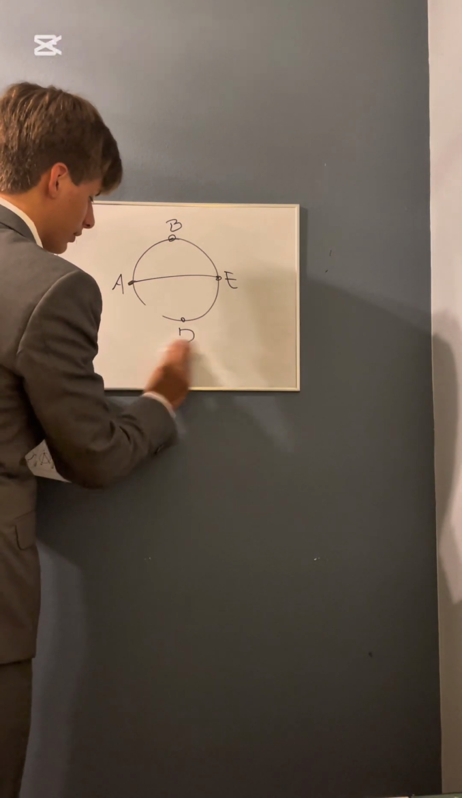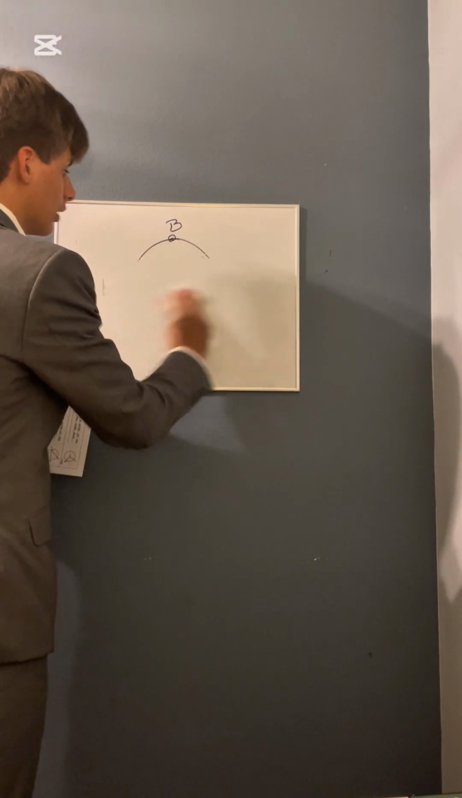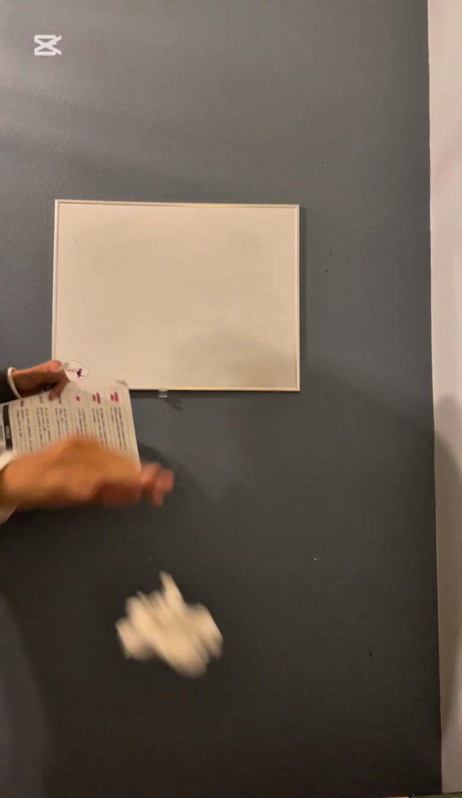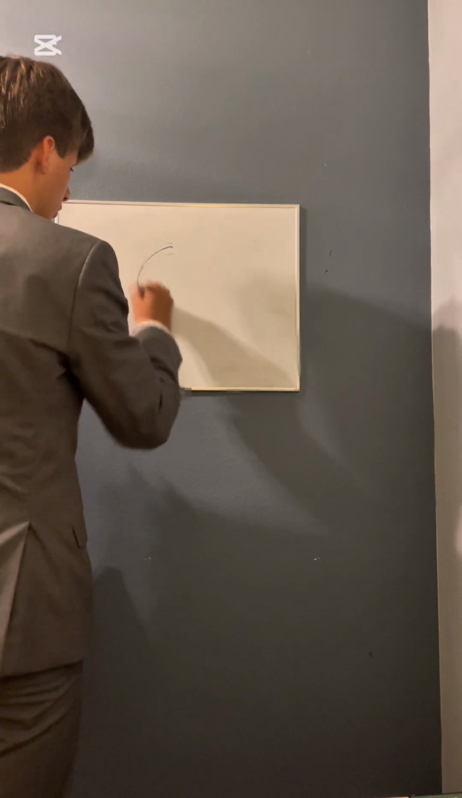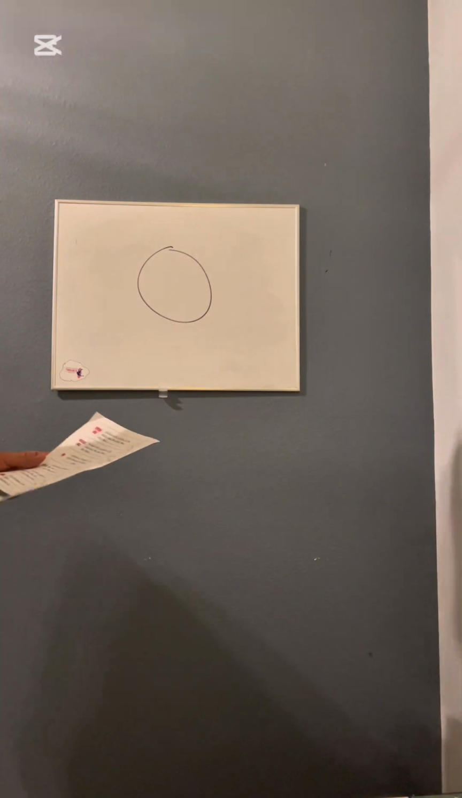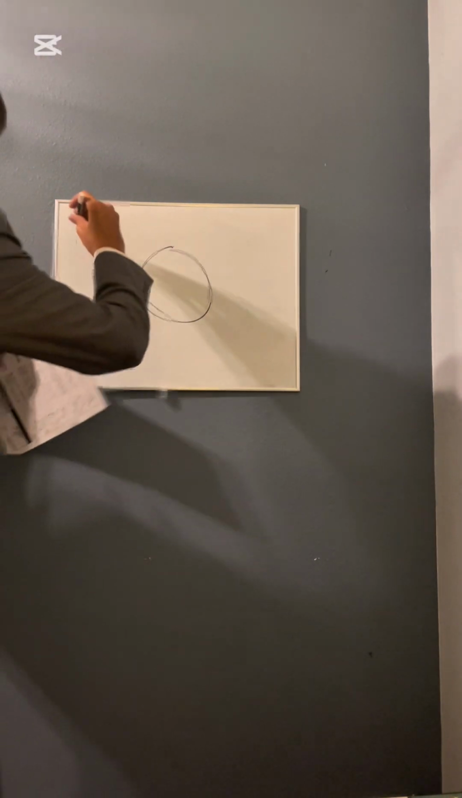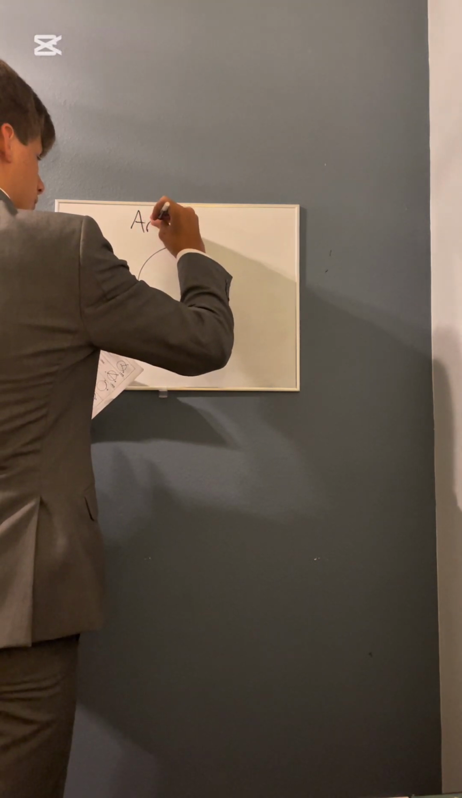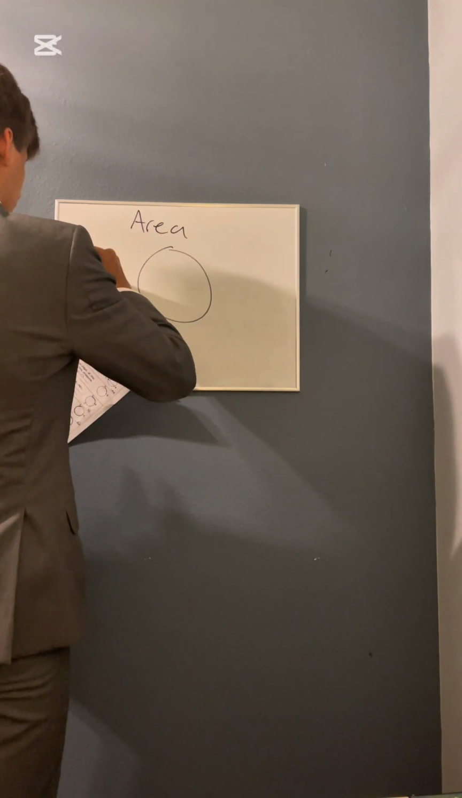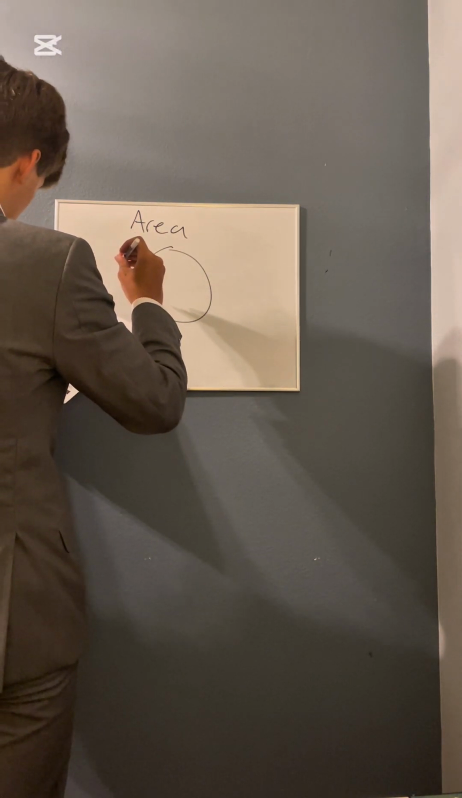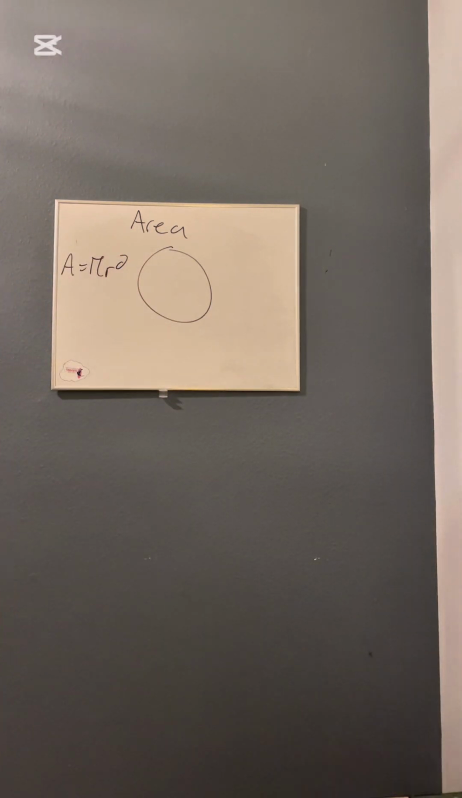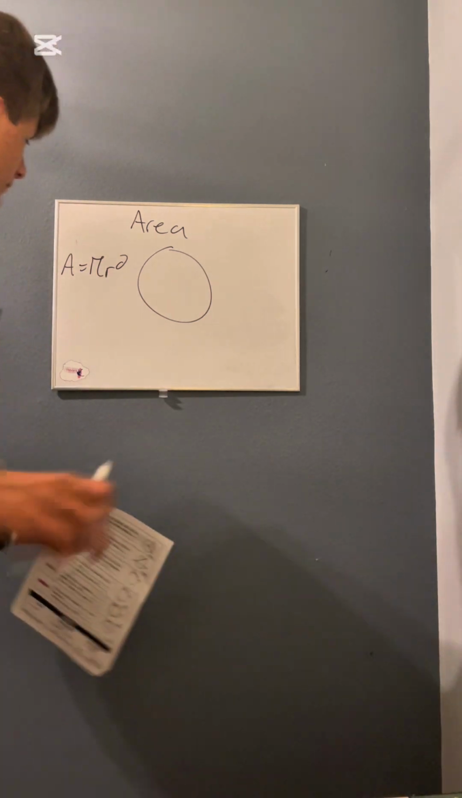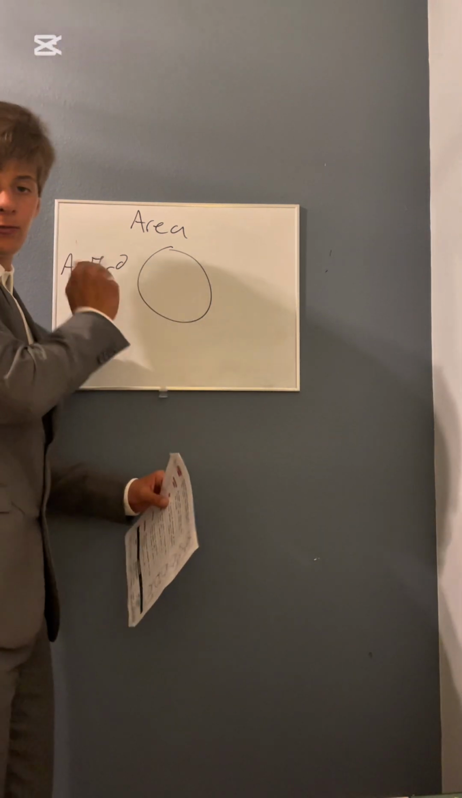Moving on, we're going to solve for the area of a circle now. Okay, area. The formula is A equals pi r squared, r being the radius.